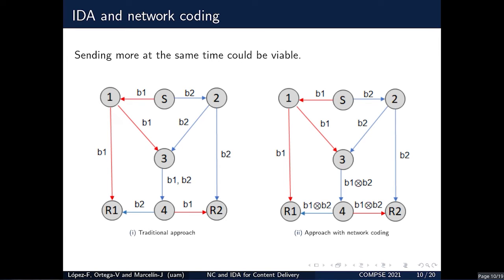Now in this part, the network of the second figure is using network coding, where node 3 computes linear operations such as V1 XOR V2, allowing it to send both packets at the same time.